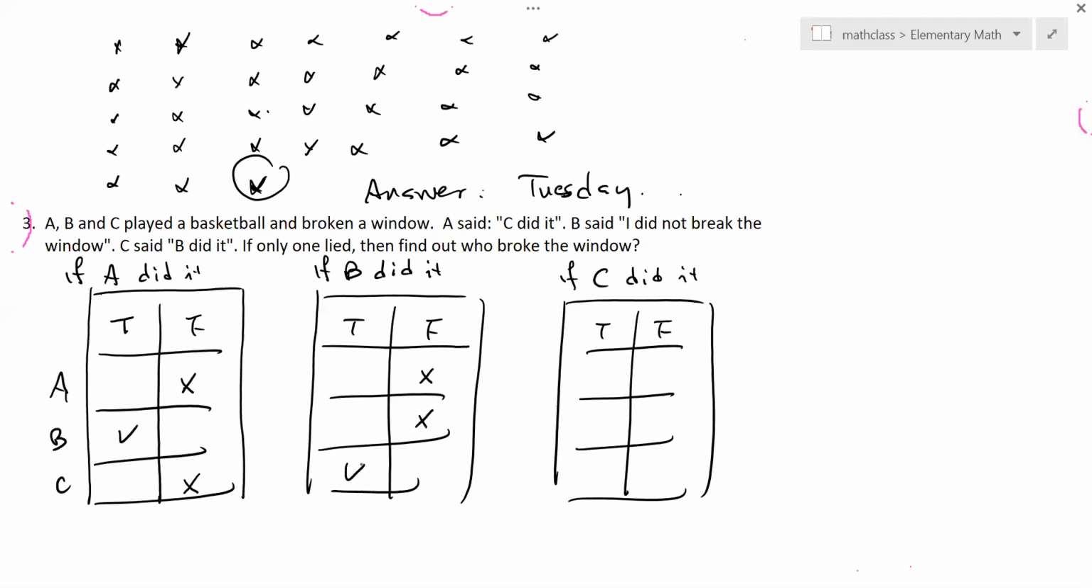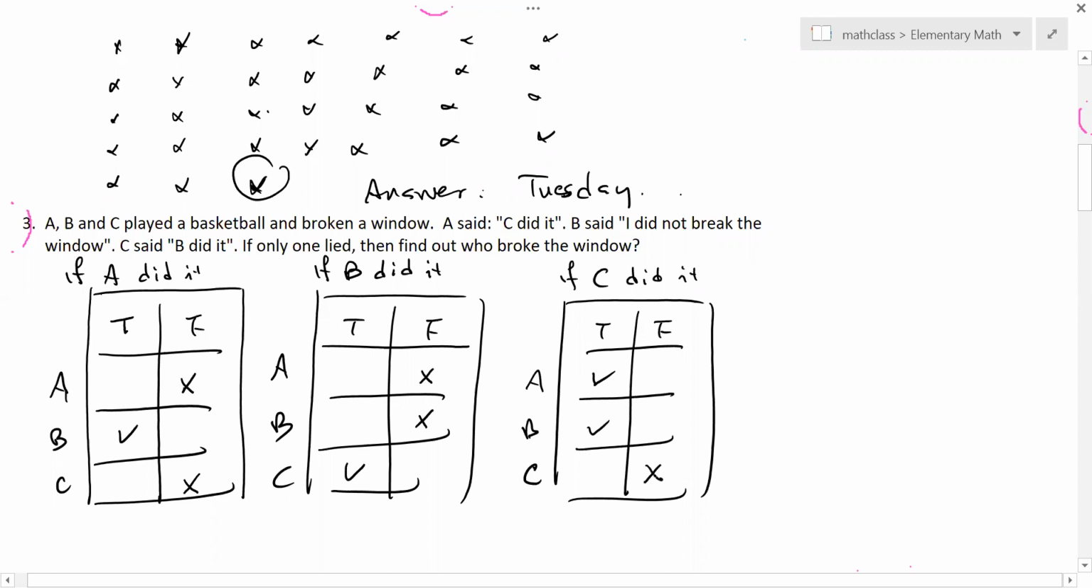Okay, so then you go to the last one. So you assume C did it. Under this assumption, A said C did it. That's a true statement, right? Because C did it. B said I did not break the window. That's also a true statement because C did it. And C said B did it. That's a false statement.